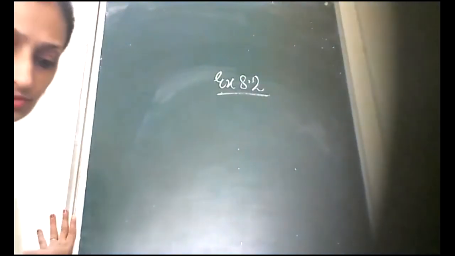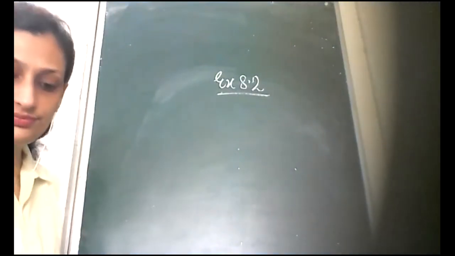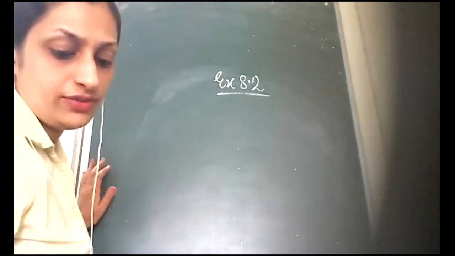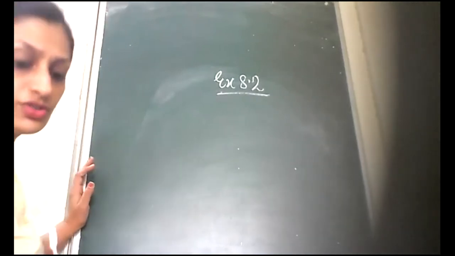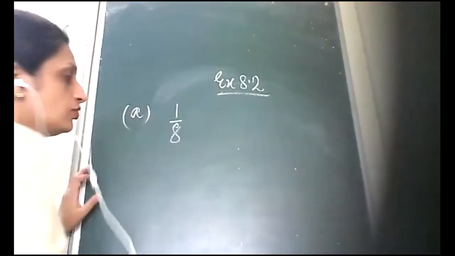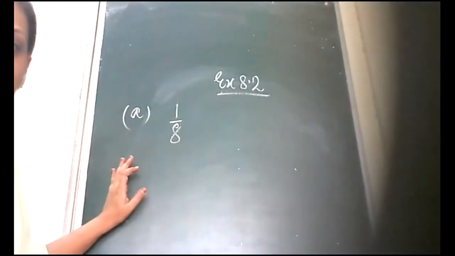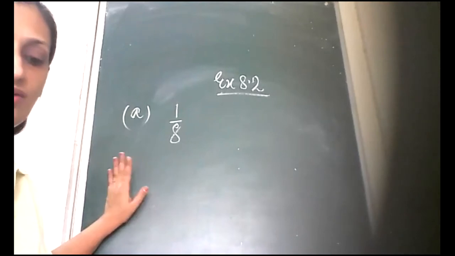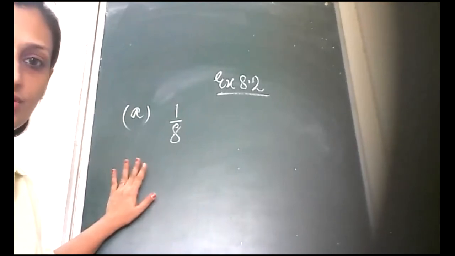Today we are going to start with exercise 8.2. Exercise 8.2: Convert the given fractional numbers into percentage. We have to convert 1/8 into percentage. To convert any number into percentage, remember that you have to multiply always with 100%.